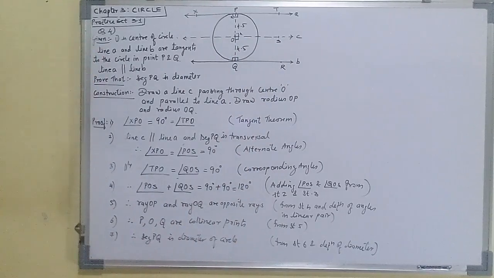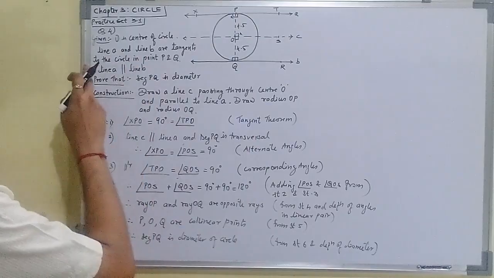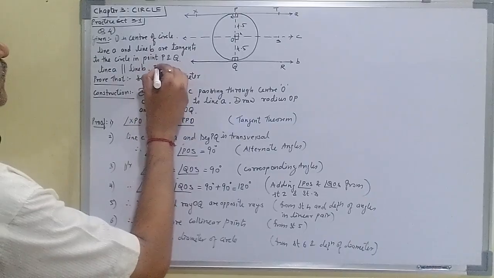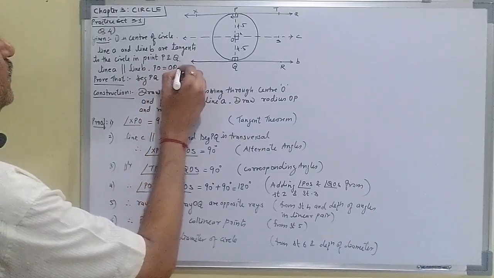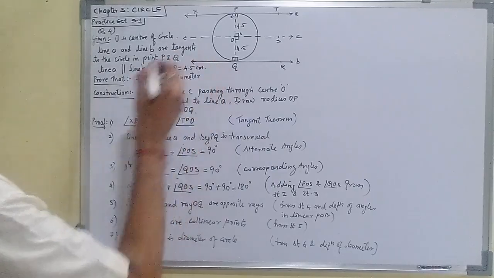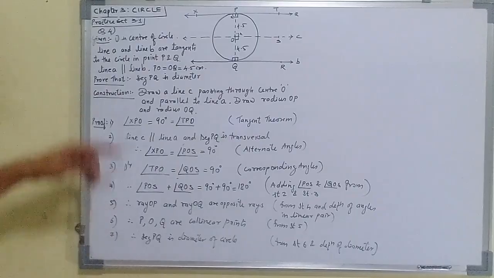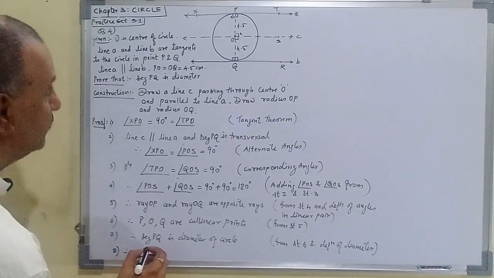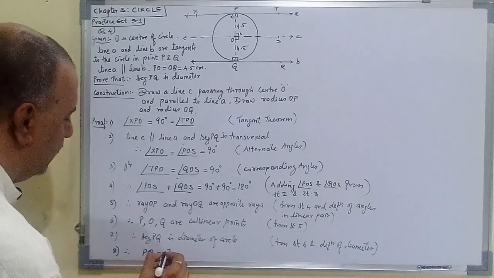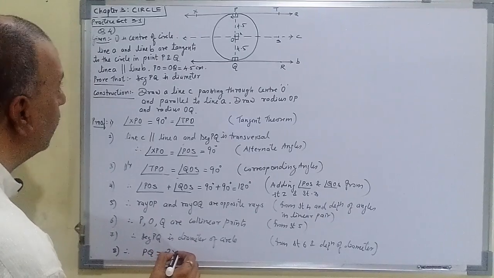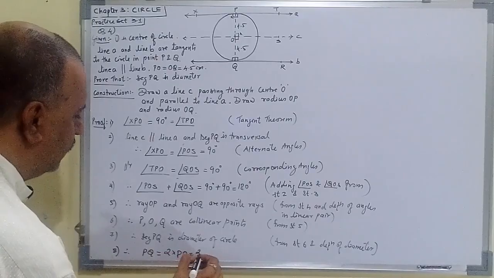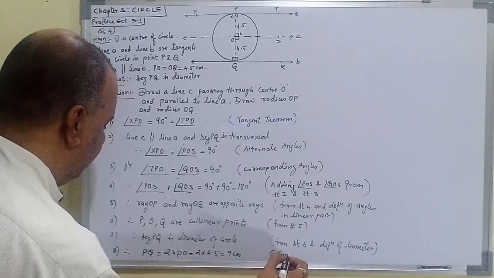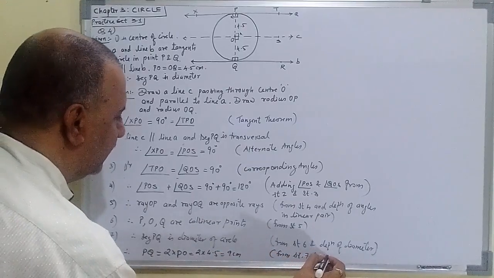So, O is the center of the circle, with line A and line B as tangents to the circle. This one piece of information we have to write: PO equal to OQ equal to 4.5 centimeters. That is the radius. This entire thing, and then final statement number 8. Therefore, PQ is 2 into PO equal to 2 into 4.5, 9 centimeters, from statement 7 and given.